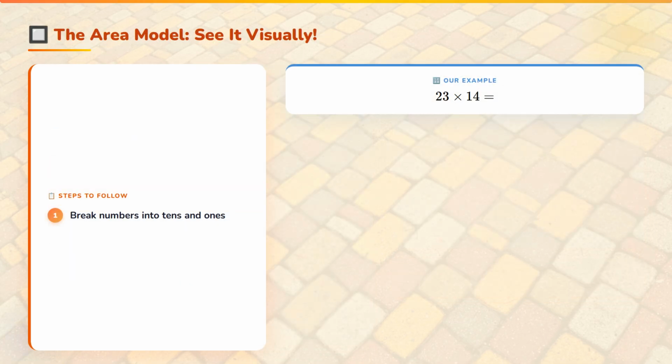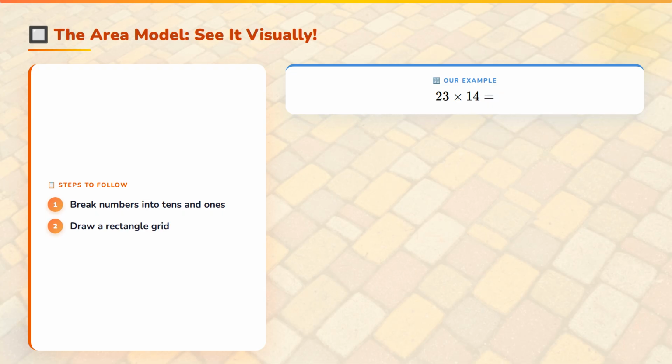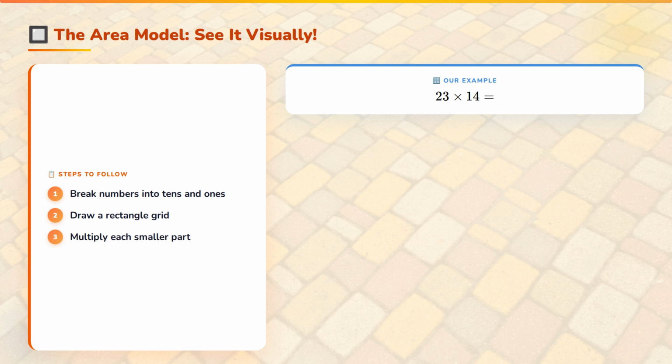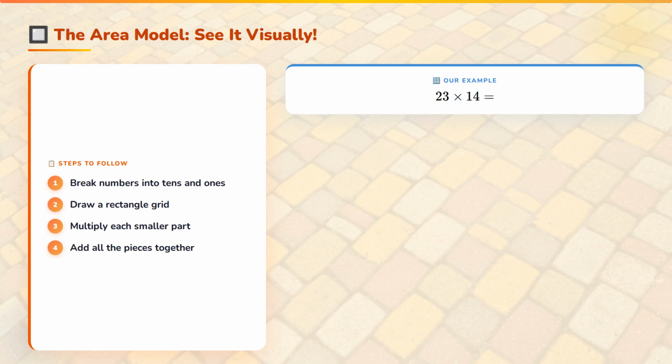Here's one of my favorite strategies, the area model. Think of multiplication as filling in a rectangle. We break each number into its tens and ones, then multiply the smaller pieces separately. It's like cutting a big sandwich into 4 smaller bites, way easier to eat. For example, 23 times 14 becomes 4 smaller multiplications. This method is amazing because you can actually see the math happening. Let's look at how it works step by step.